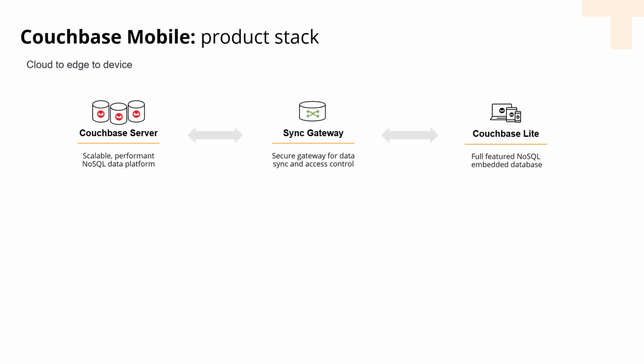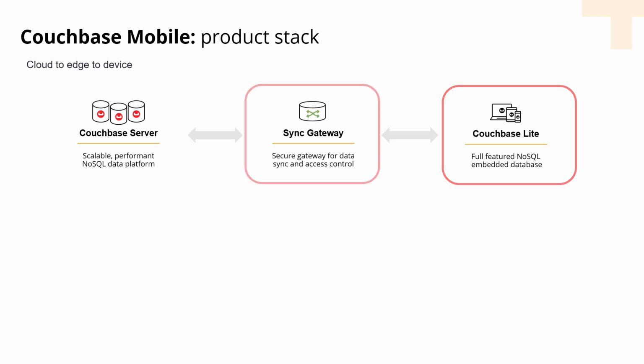To start, let's look at the Couchbase Mobile product stack. This is the stack that enables offline-first mobile and edge applications. On the left, we have Couchbase Server, which is our flagship modern database server with support for SQL, analytics, full-text search, and eventing. Then on the right, we have Couchbase Lite, which is the embeddable version of Couchbase for mobile and custom embedded devices. Sync Gateway sits in between and is responsible for secure data sync, routing, and access control between mobile clients and server tiers.